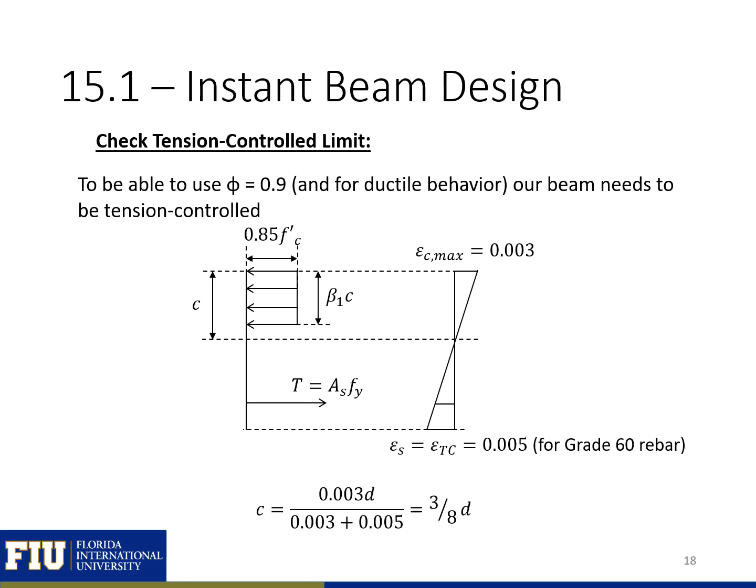We also need to check our tension control limit. So our tension control limit for grade 60 reinforcement is going to be 0.005. That's the strain in our tension steel at time of failure. So we need to have a strain in the tension steel greater than 0.005. What we can do is solve for our c based on the strain diagram and get a c equal to 3/8 times d.